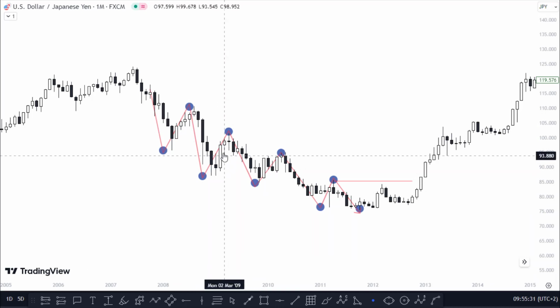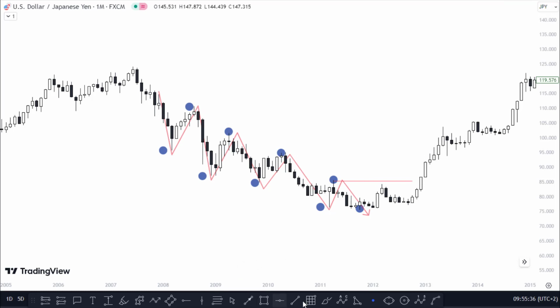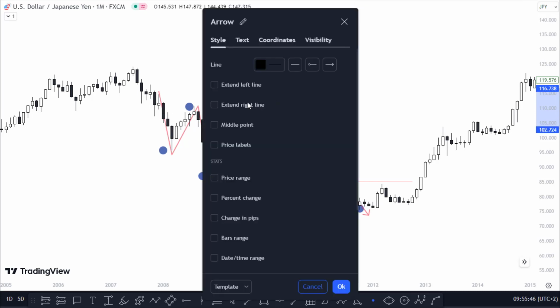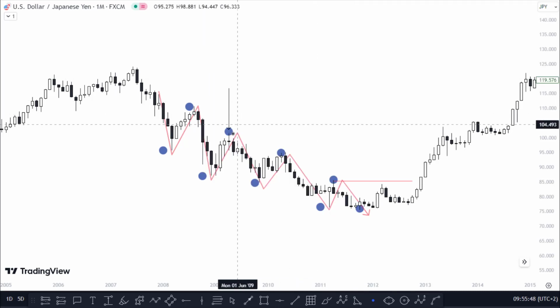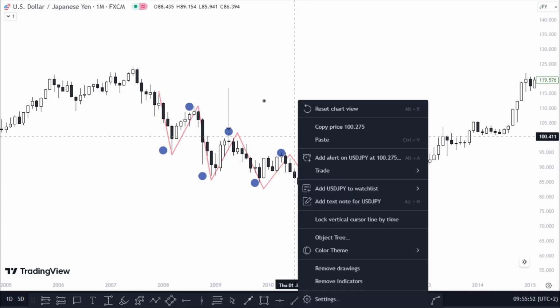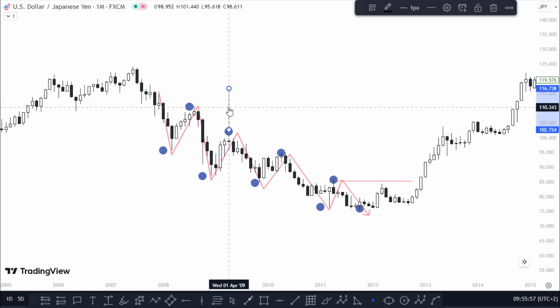But your job is to study the structure so that you take a sell on this high. This is what you are looking for. Finding sell opportunities on these highs.